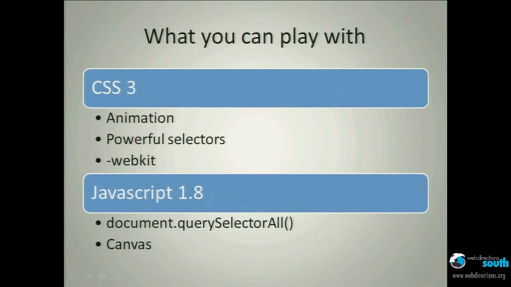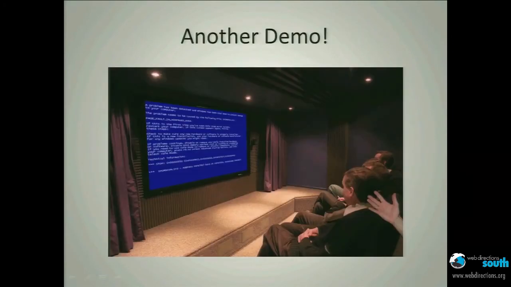So, as mentioned before, there's a whole bunch of cool things you can do with CSS3. And as Chrome is a single platform, you can use CSS3 selectors, and you can do really cool things. You can do animation, you can play with the WebKit things, and you also get access to JavaScript 1.8. JavaScript 1.8 has document query selector all, or another name for that is the jQuery selector engine for browsers that have this in it. And you get to play with Canvas and all the other goodies.